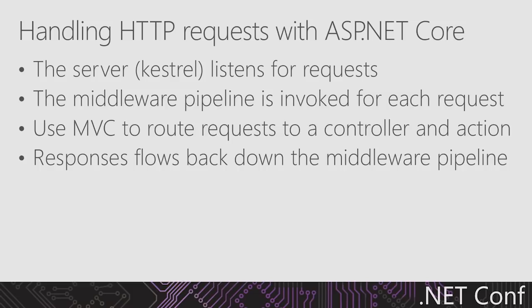So Kestrel, the server, will listen for the requests, and then it will invoke your middleware pipeline with each of those requests. Your middleware pipeline is all the stuff that you want to happen when a request comes into your application. When you use MVC in ASP.NET Core, MVC can then route those requests to a specific controller, a class, with an action method, a method on that class. That's where you then write your code, that's where you write your logic, and set up the response that you want to be sent in response to that request. The response then flows back down the middleware pipeline and gets sent back out by the server, and that's basically it.